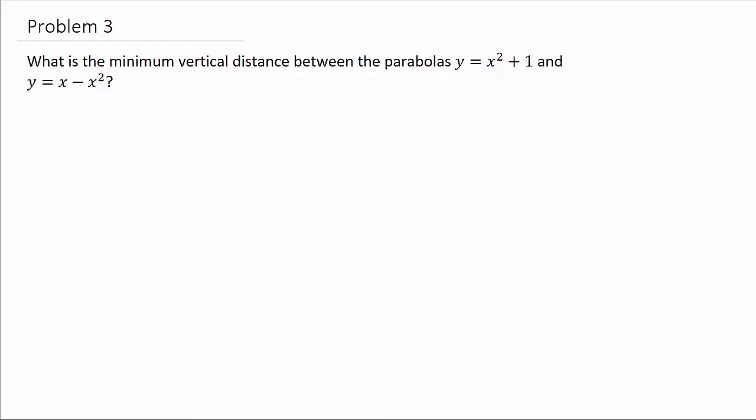Alright, so let's look at working another optimization problem. I have a bunch of them I'm doing, so check them all out.